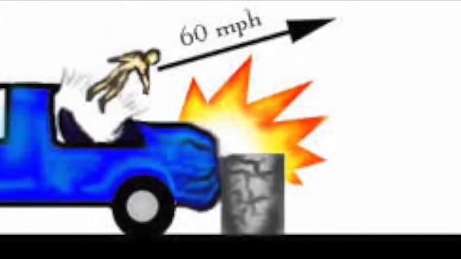Newton's first law. An object maintains a constant velocity unless acted upon by another force. A car collides with another car and the car stops, but the driver keeps on going.